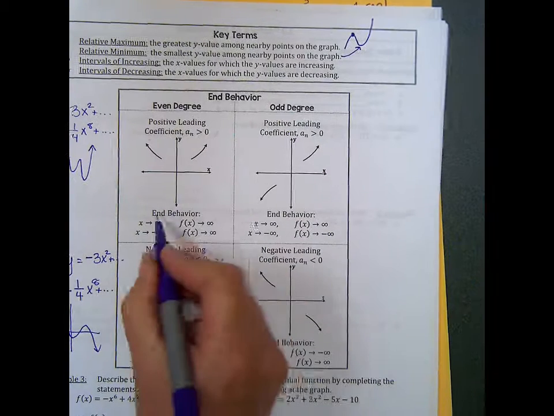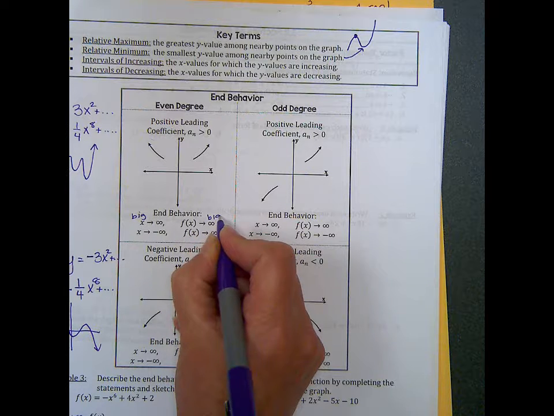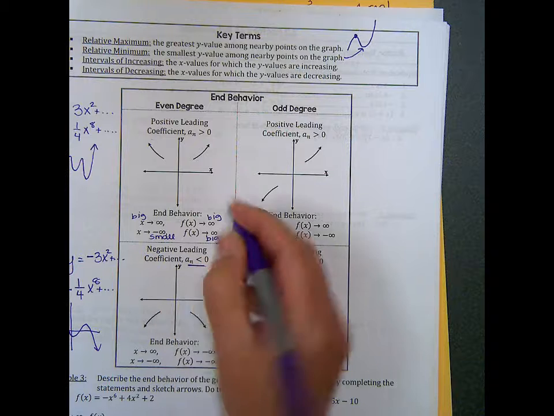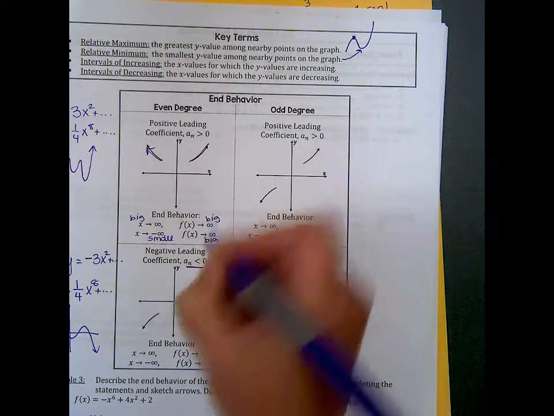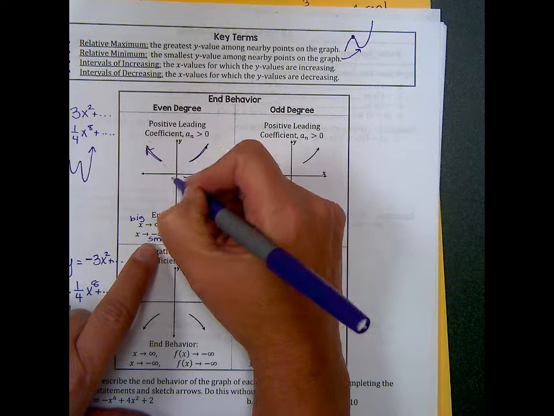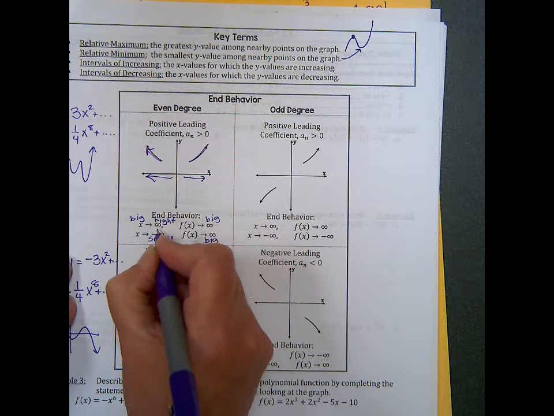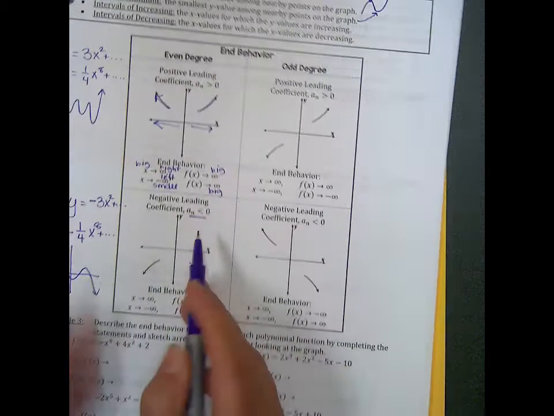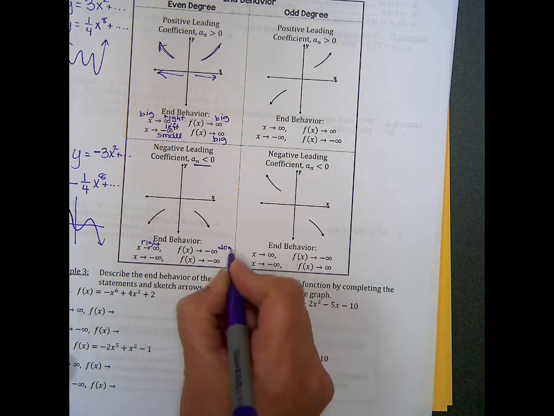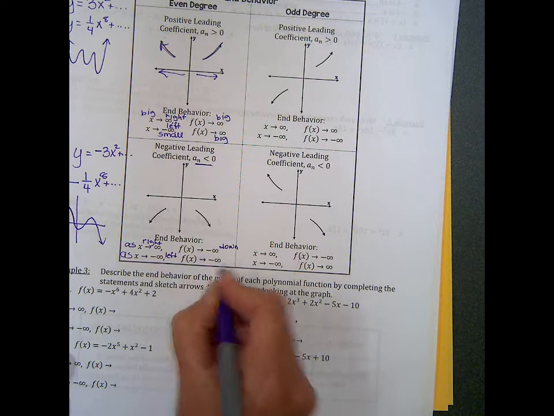We write it like this, the end behavior. As x gets bigger, y gets bigger. As x gets smaller, y gets bigger. So in other words, the y is going up both times. As x goes up, y goes up. As x goes down, y goes up. Okay, so this is going right, and this is going left. Okay, negative leading coefficient, as x goes right, y goes down. And I might want to put an "as" here. And as x goes left, y also goes down.